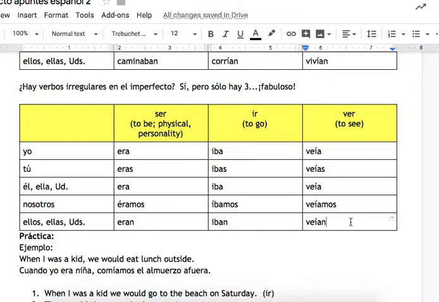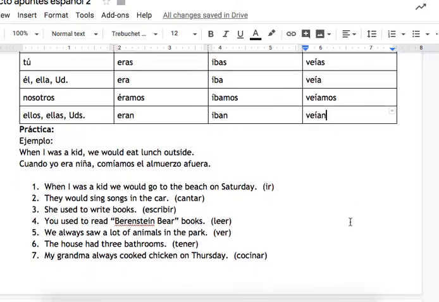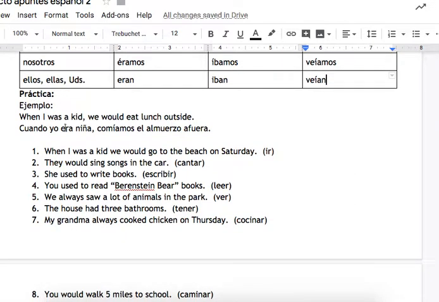So now that we have this all filled out, we're going to do some practice sentences. Here's an example. When I was a kid, we would eat lunch outside. Notice that this is descriptive. This is not a one-time action. And it says, cuando yo era niña, there's the was, and then we would eat is comíamos.